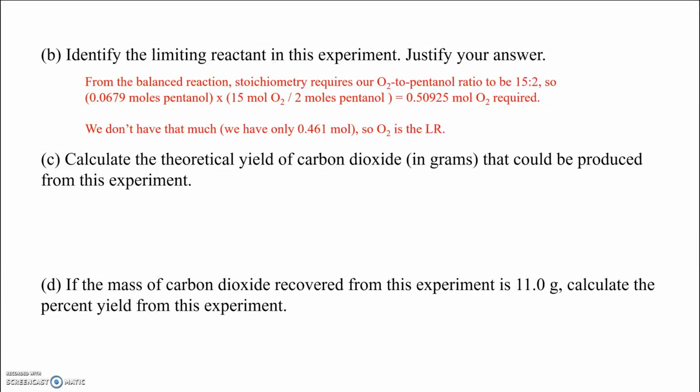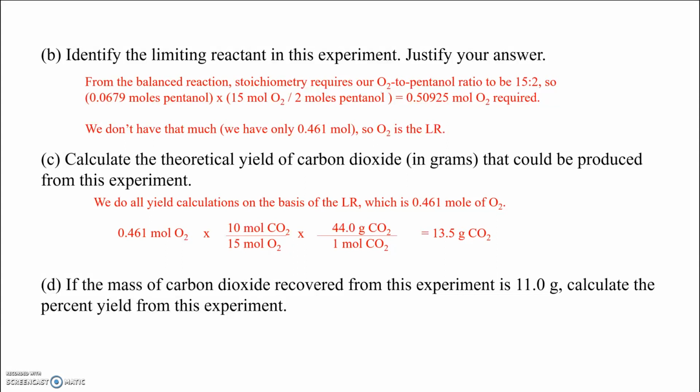We need to calculate the theoretical yield of carbon dioxide in grams that could be produced from this experiment. When we have a question like this, we do all of our yield calculations on the basis of the limiting reactant, which in our case is 0.461 moles of oxygen. So 0.461 moles of oxygen times 10 moles of carbon dioxide for every 15 moles of oxygen, again, from the balanced reaction, times 44 grams of carbon dioxide for every mole of carbon dioxide gives me 13.5 grams of carbon dioxide.